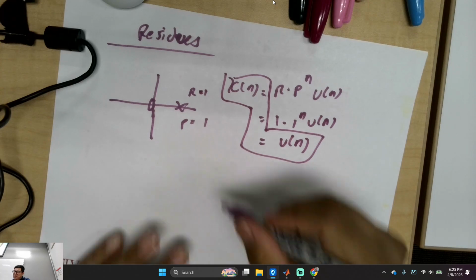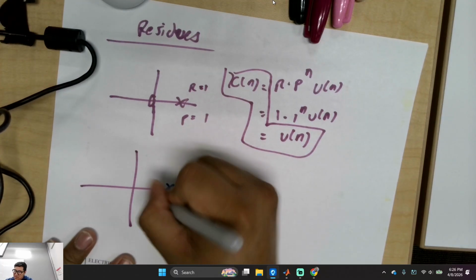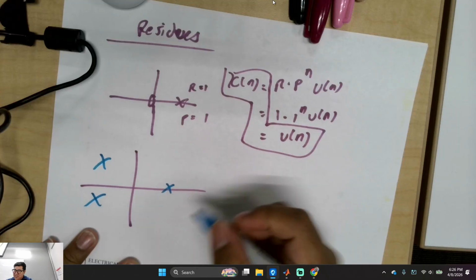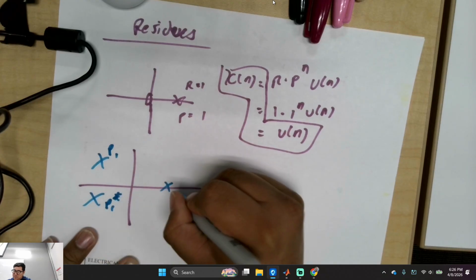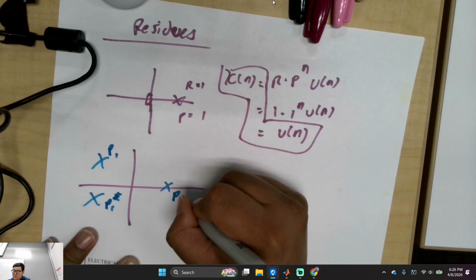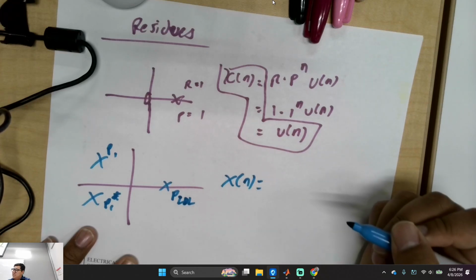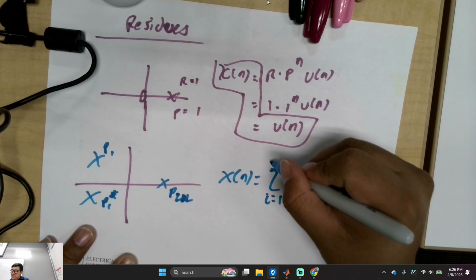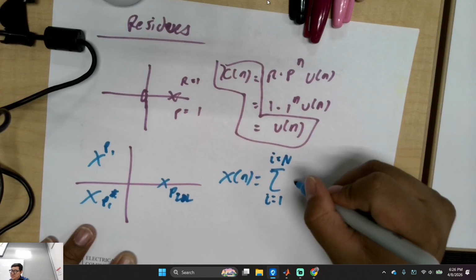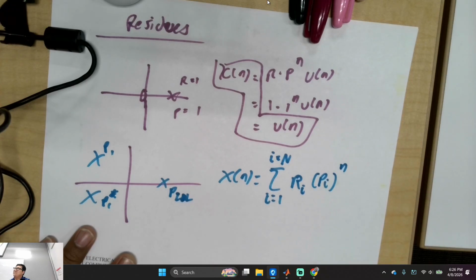Cool, right? So basically, if I had a bunch of poles, don't forget the complex conjugate: P1, P1 star, and P, I don't know, P-whatever. This can all be done by the sum from i equals 1 to i equals n of R_i times P_i to the n. Is that cool with everybody?